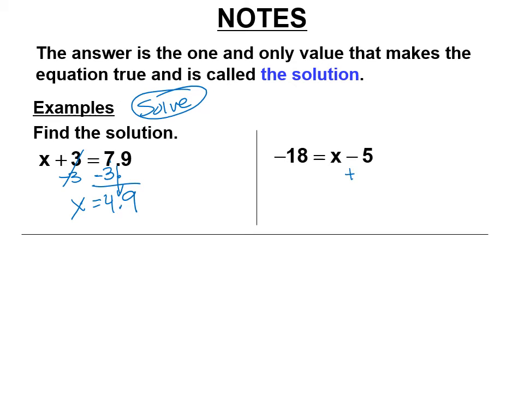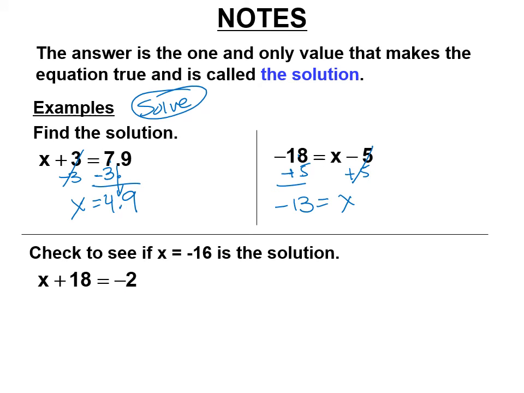Here, we're also going to have negatives in there. We could figure out blank minus 5 equals negative 18, but it's going to be faster just to add 5 to both sides. Well, what's negative 18 plus 5? It is negative 13, right? You owe $18, you have 5, you pay them back, you still owe them 13.